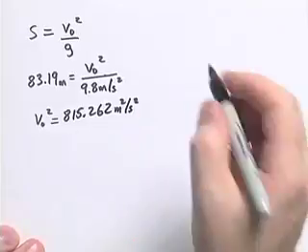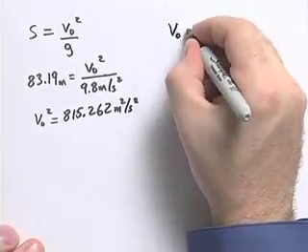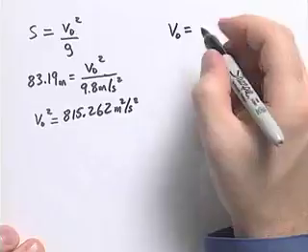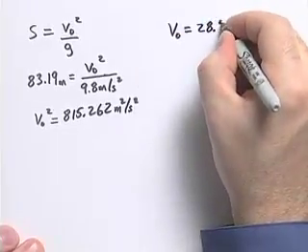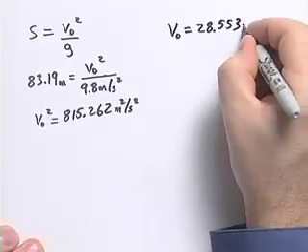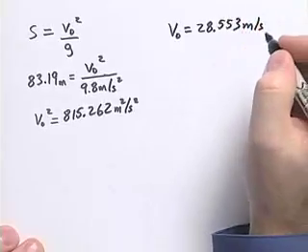Now we need to take the square root of that, so we'll get that v sub 0, the velocity, is equal to 28.553 meters per second.